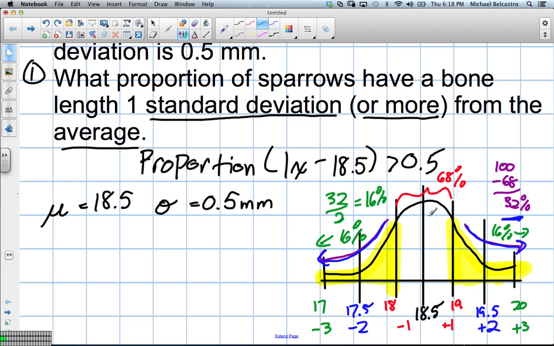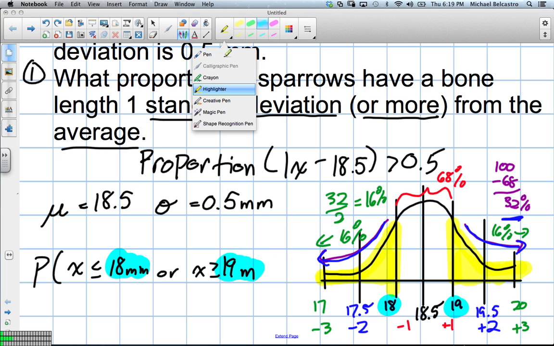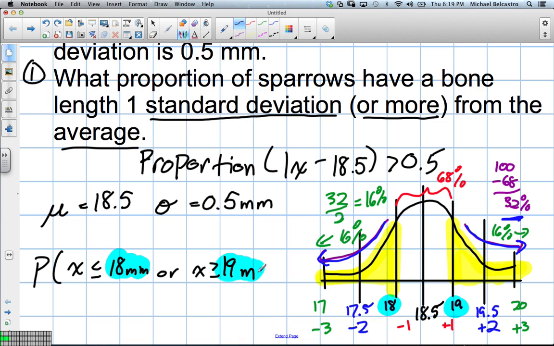Okay, so now what your professor has gone about doing when he's explaining his note here, portion of sparrows that humerus bone, and so on. What he's done, he's written the proportion, and he's rewritten it like this: X is less than or equal to 18 millimeters, or X is greater than or equal to 19 millimeters. And that makes perfect sense because 18 millimeters is exactly where our 1 standard deviation to the left is, and 19 millimeters is 1 standard deviation to the right. So in mathematical terms, what he's written is x is greater than, so larger than 19. That makes sense. And 18 less than or equal to, so at 18 and less. So we've kind of deduced what he's trying to write there.